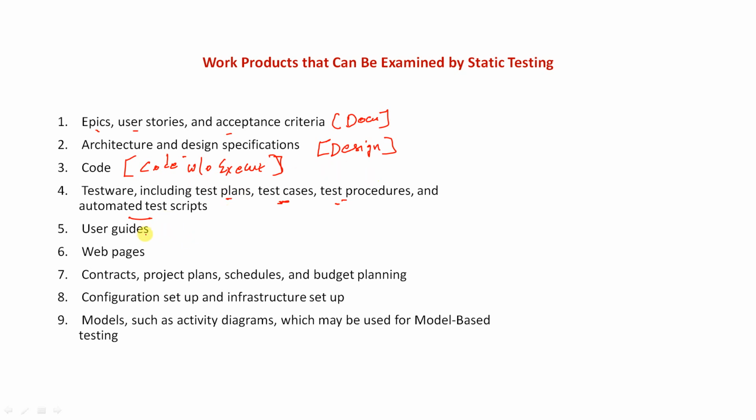Then user guides. So there may be guides like standards or some legal contracts or some standards as per the country, and so on. Then web pages. Again, there may be pages that are external sources that you want to review, that also can be reviewed, whether it is secured or not, whether it is compatible or not. So again, contracts, project plans, schedules, and budget planning, everything can be reviewed.